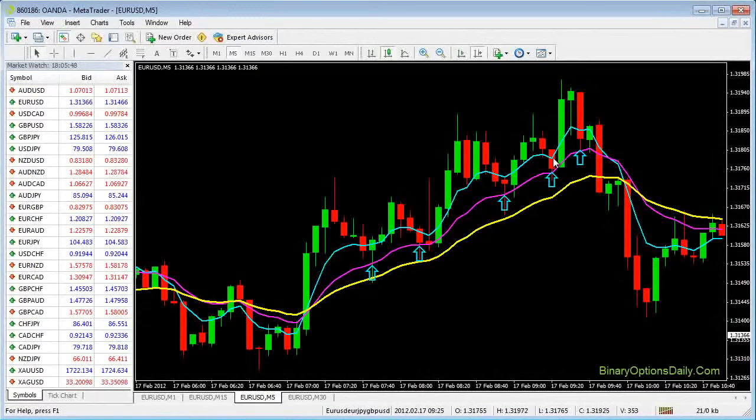We're waiting for those pullbacks, because when you're able to get in these pullbacks with the trend, that's when you've got the best opportunity to take some really, really good trades and also make some good money.